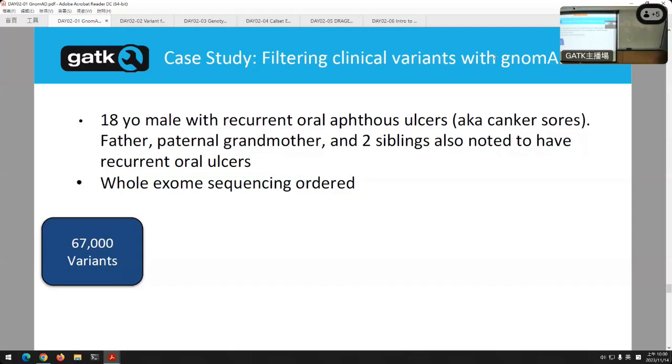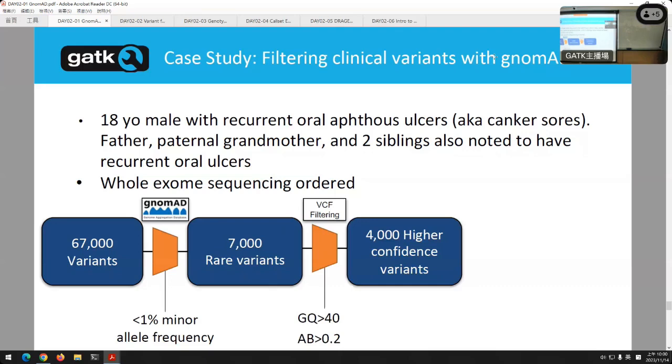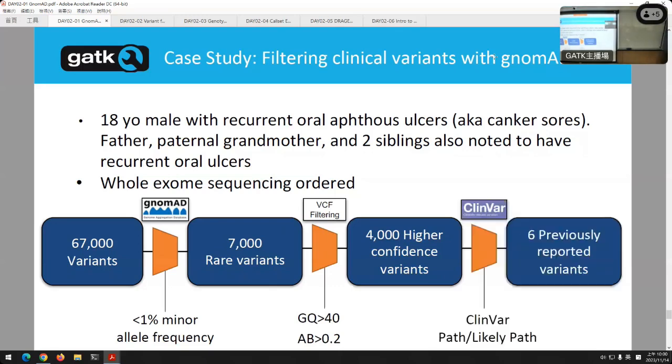So what do you do? You can start by using the gnomAD allele frequency to filter to rare variants. This is a rare condition, so you expect that it's caused by a rare genetic mutation. So you can remove all of the variants that are more common than 1% allele frequency in gnomAD. And that gets you down to just 7,000 variants. From there, you can filter based on the variant quality, and that gets you 4,000 higher confidence variants.